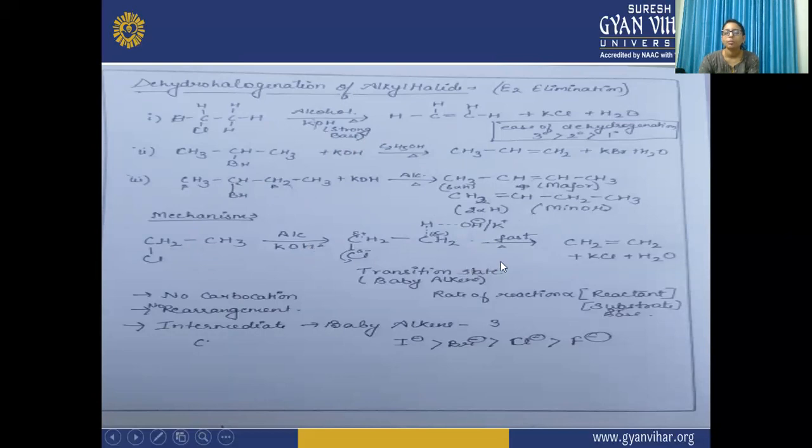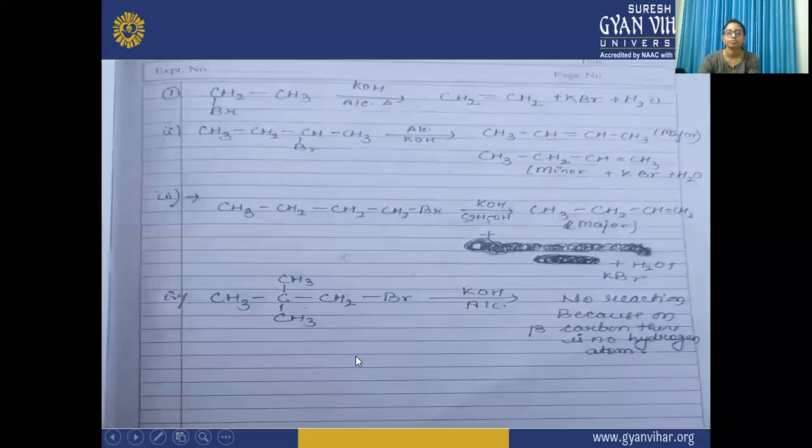And in the mechanism, you can see here when this alkyl halide is reacted with the alcoholic potassium hydroxide, then there is a formation of transition state. This is also known as the E2 alkene, and the rate of reaction is dependent on the substrate and the base, and there is a formation of alkene. So there no carbocation is formed, no rearrangement is there, only the intermediate is formed.